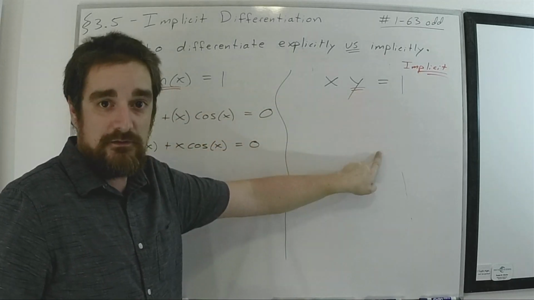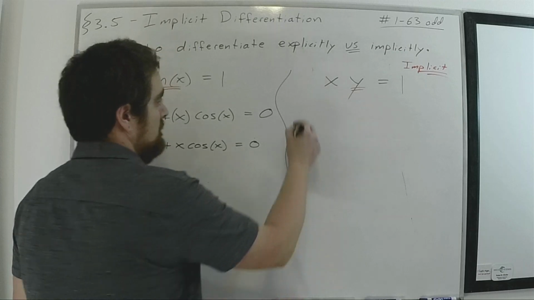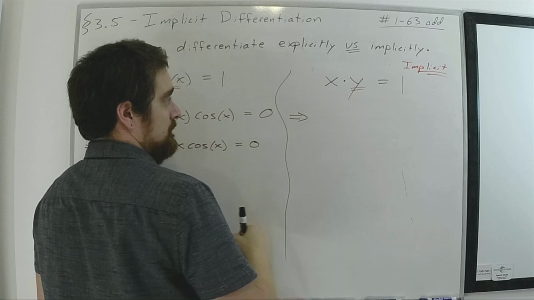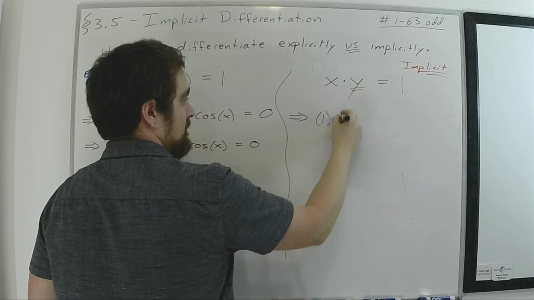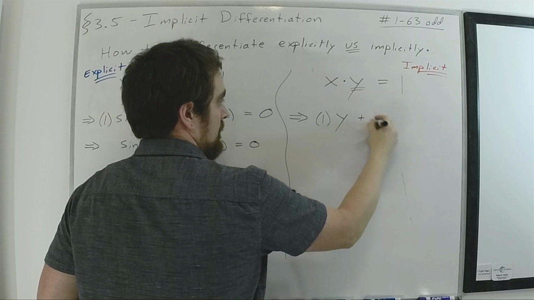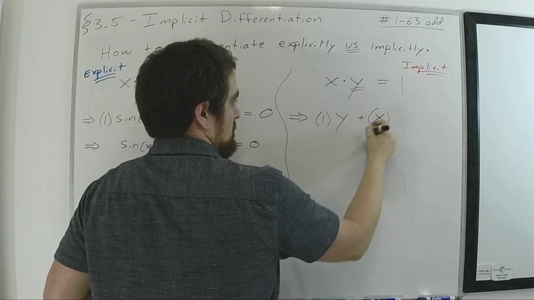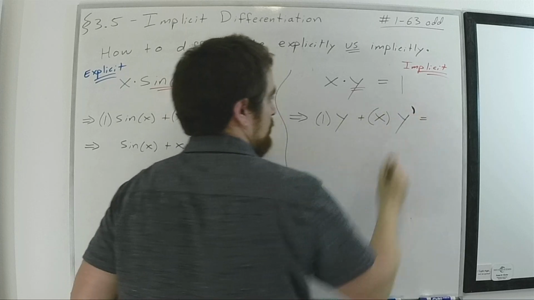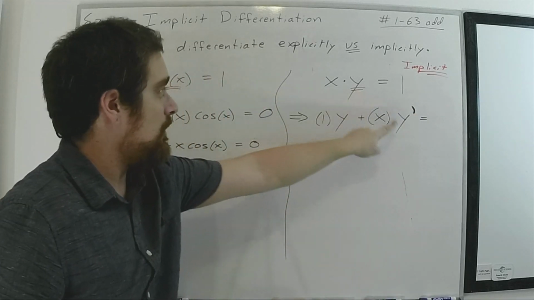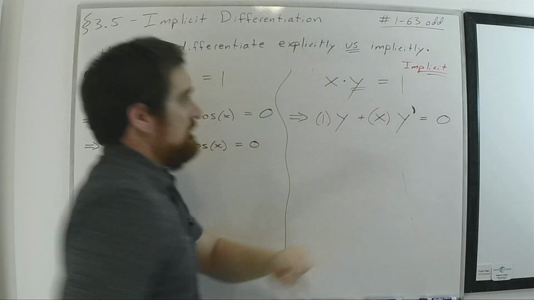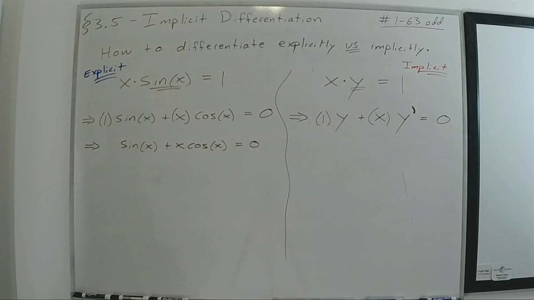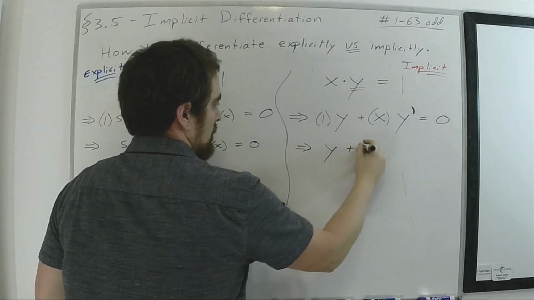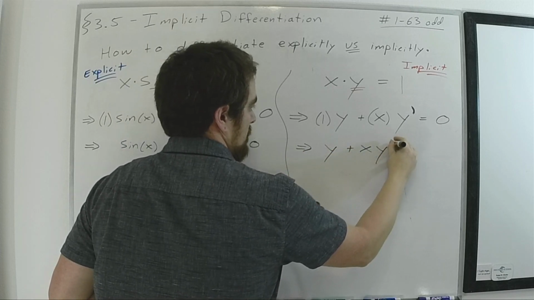Aha, that's the problem that happens here with implicit differentiation. I still use a product rule because it is the product of two functions. Here's the derivative of the first times the original second, plus here's the original first times the derivative of the second. Well, I don't know what y is, so I'm just going to have to write y prime, which is the derivative of y. And the right-hand side I differentiated is still 0. Again, to clean it up, I just have y plus x times y prime is equal to 0.